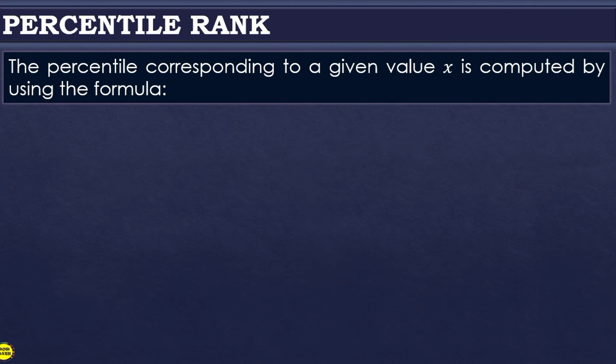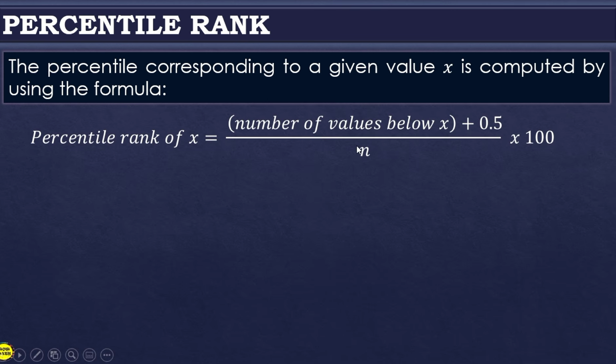Another, class, so paano natin kukunin kapag ang pinapahanap naman ngayon yung percentile rank, no? Yung kabaliktaran. So the percentile corresponding to a given value x is computed by using this formula: the number of values below x plus 0.5 over n times 100. So kung ang pinapahanap class yung rank ng score, halimbawa may binigay na 10 score, tapos may binigay na isang location, tinatanong kung anong rank yun. So, paano natin gagawin? Gamitin lang natin yung formula na to.